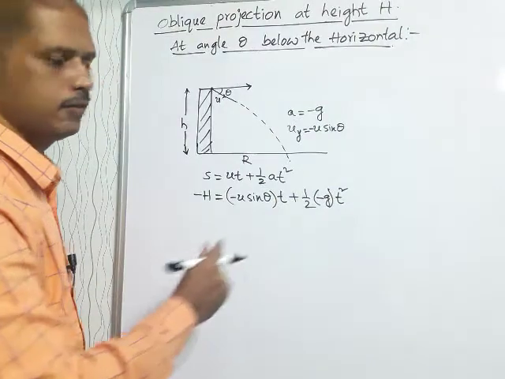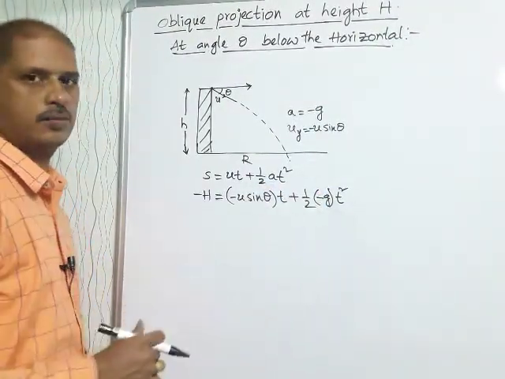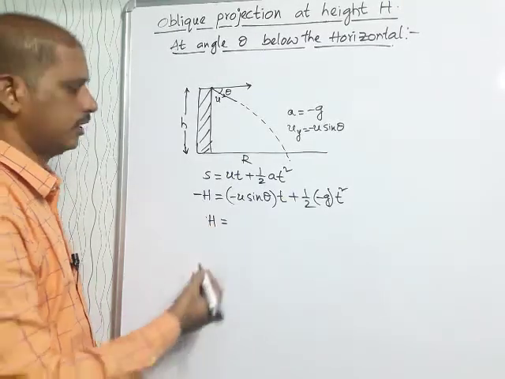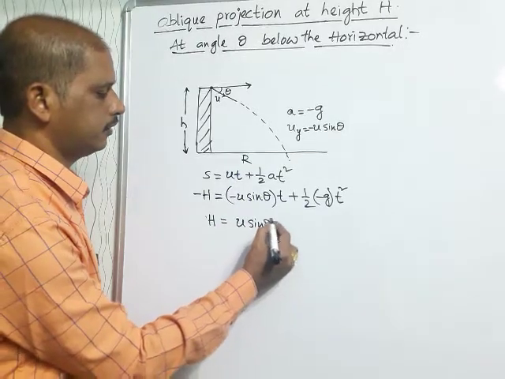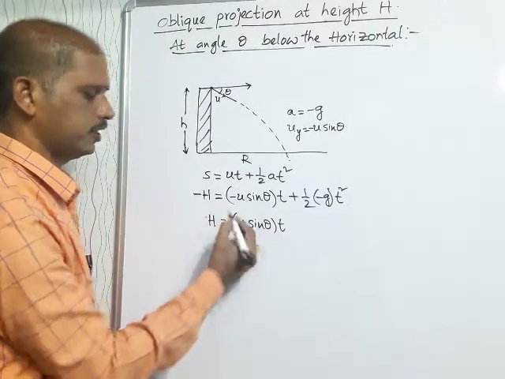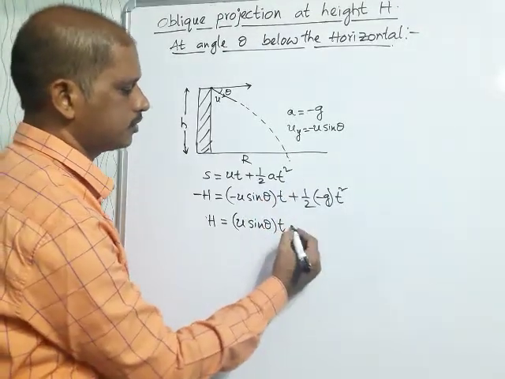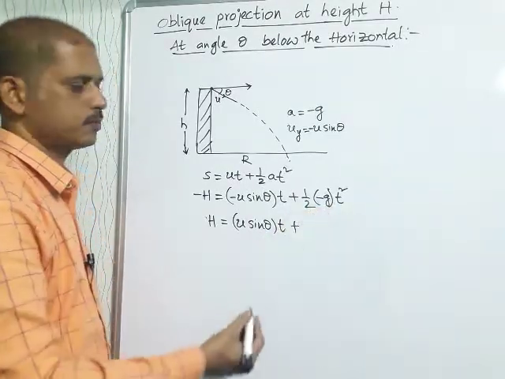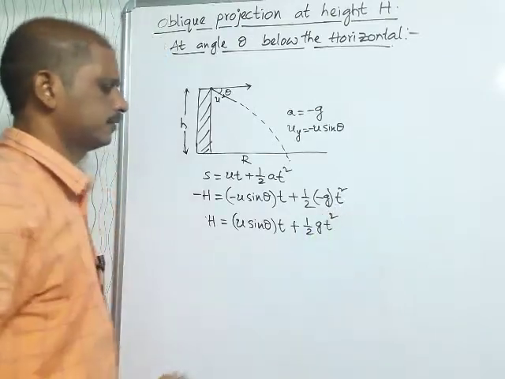So again I will multiply both sides with minus. So h is equal to minus into minus, plus h. Here minus into minus u sine theta into t, why? Because minus into minus is plus. Here minus into plus into minus, this again you can get plus. Minus into minus plus. So half gt square you can get.